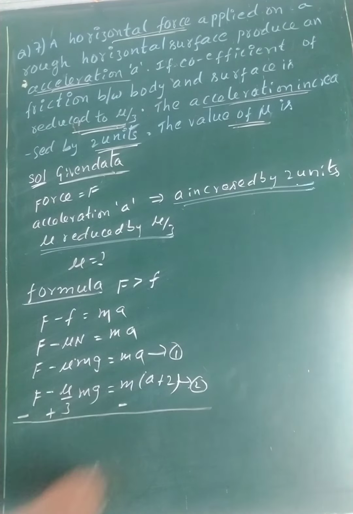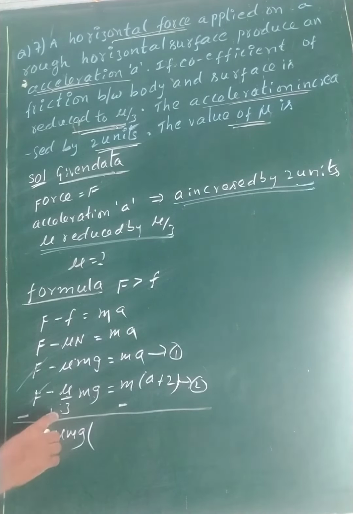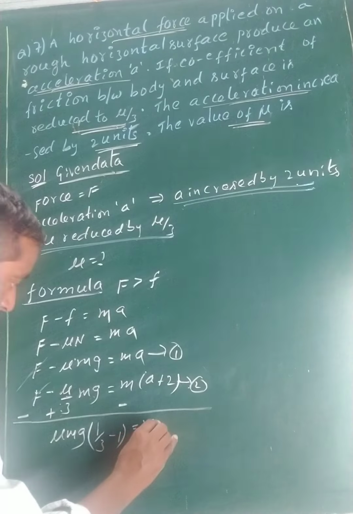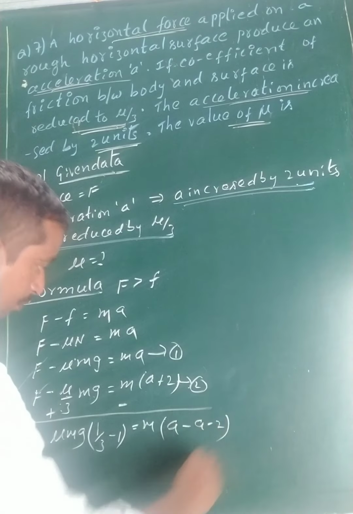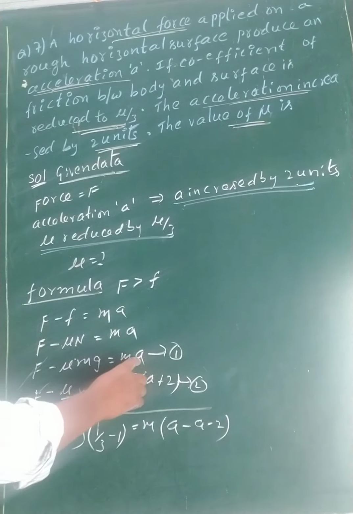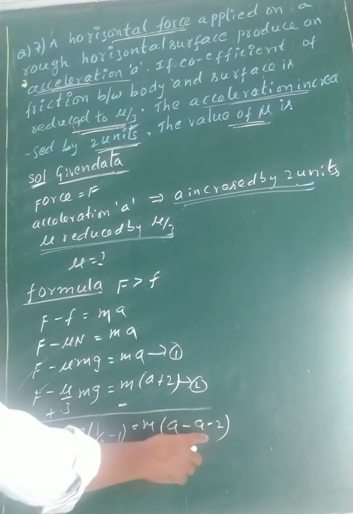Minus, plus, minus I am getting. Now F minus F both get cancelled. Now here mu mg we can make common. First, what is the latter, we can make a subtraction. Here is 1 by 3, here is 1 by 3, here is minus 1. Now here we can observe the mass we can make common, then A minus, and minus 2 I am writing.